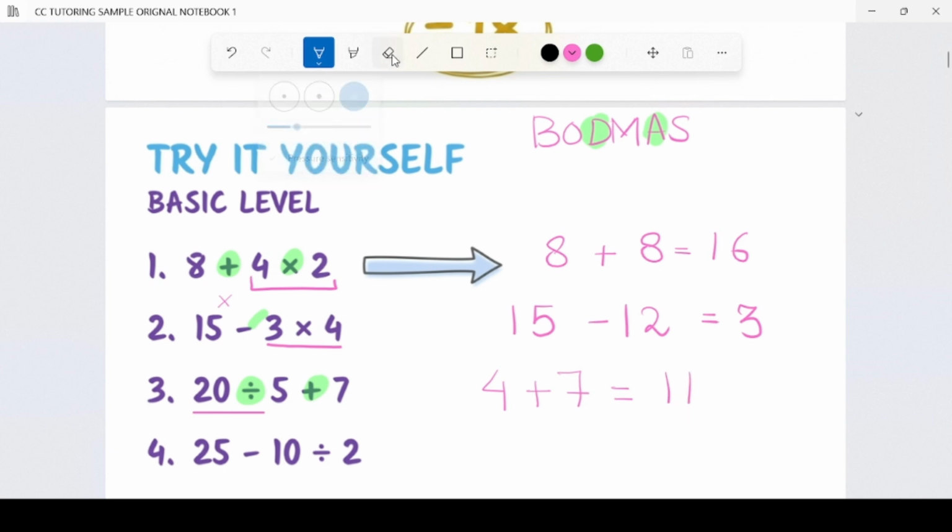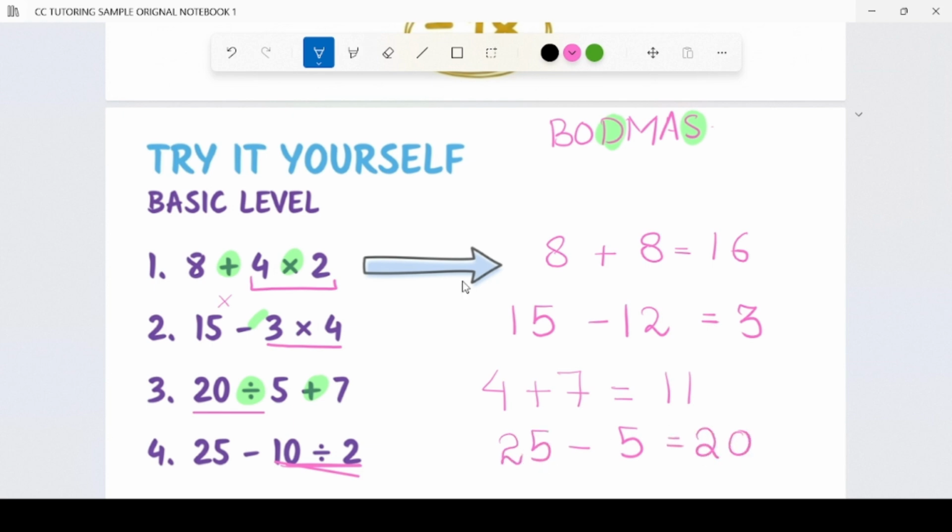Now I'll move forward. Again, I'll write BODMAS. Let me just erase it. BODMAS. Okay, now in this question, there is division and there is subtraction. Now I'm gonna solve this one. First of all, I'll divide, because it is my first preference. So 25 divided by 5, 5 fives are 25. So 25 minus 5, the answer is 20. So the answer we got is 20. You can, if you like, check it with your calculator.